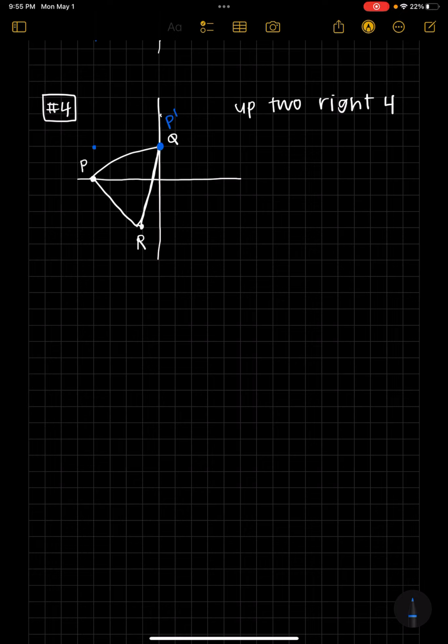Then let's do the same thing for R. We go up 2, which would put us right there, but we're going to go over 4 to the right. 1, 2, 3, 4. And this would be our R prime, or R with an apostrophe. And then Q, same thing, we're going to go up 2, which would put us right there, but we're going to go over 4, which would put us right there. And that's our Q prime. Now we can just connect all of these dots. And once again, same shape, just shifted a little bit. So this is super easy, but this is how we do translations.